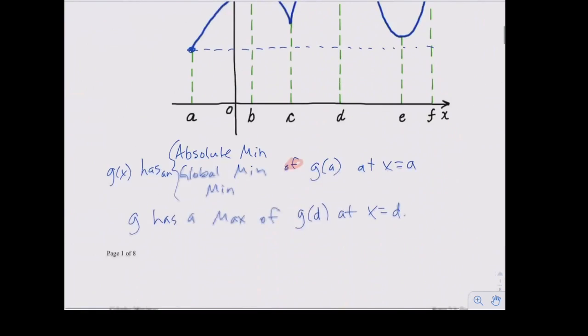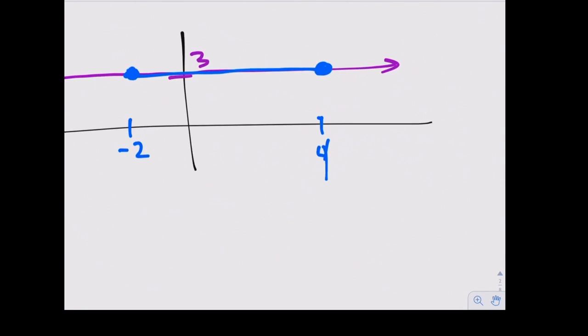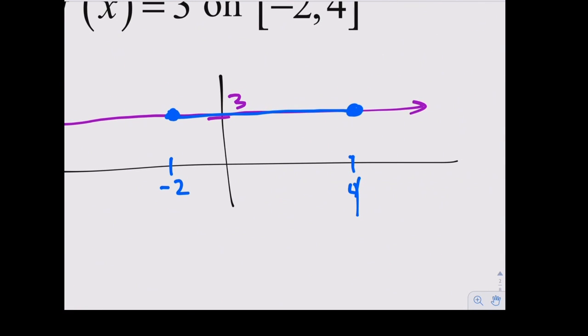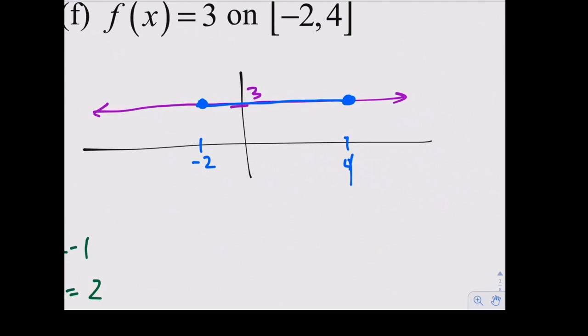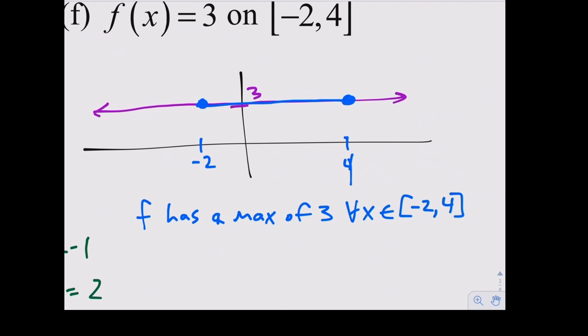So if we come down here and we look at this horizontal line, by definition, on the closed interval from -2 to 4, are there any other y values greater than 3 on that interval? No. Therefore, by definition, we must have a what of 3? A max. Good. F has a max of 3 for all x on the closed interval from -2 to 4.